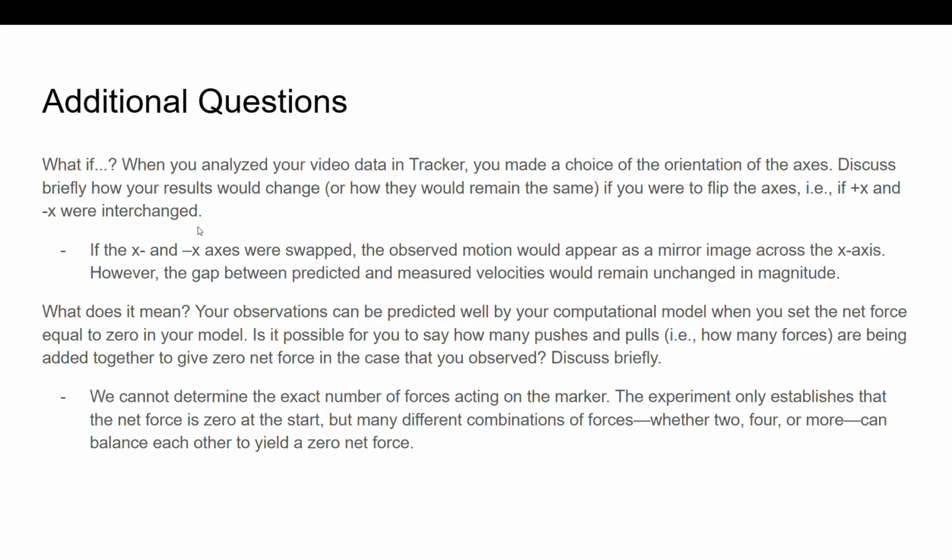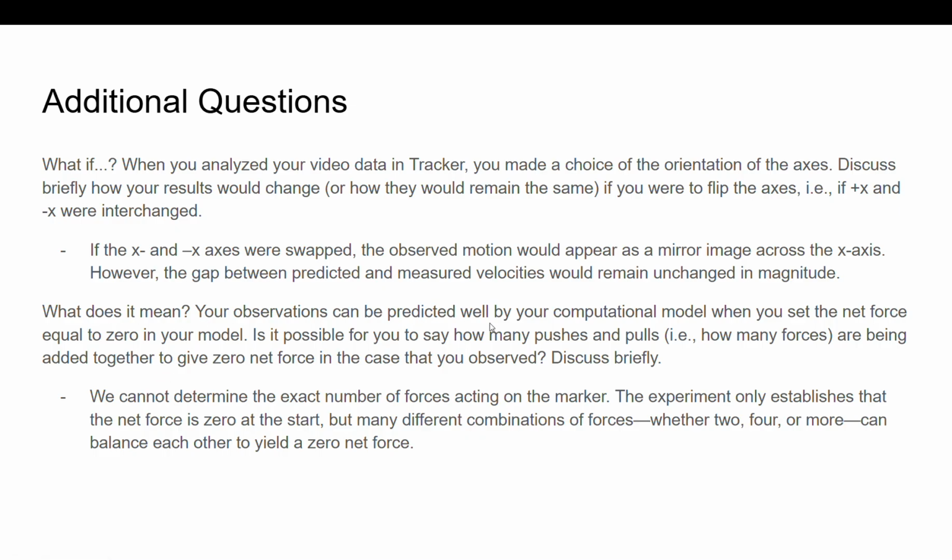Okay, so what would have happened if the x-axes were swapped? So the observed motion would appear as a mirror image across the x-axis. However, the gap between predicted and measured velocities would remain unchanged in magnitude. Only direction would change.